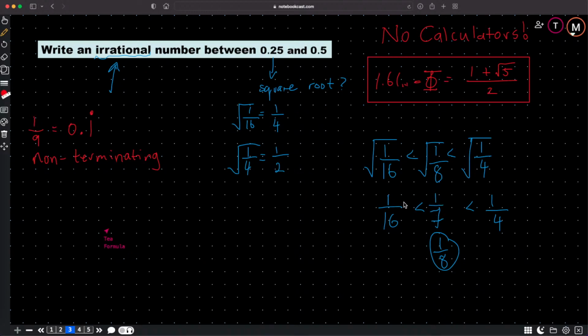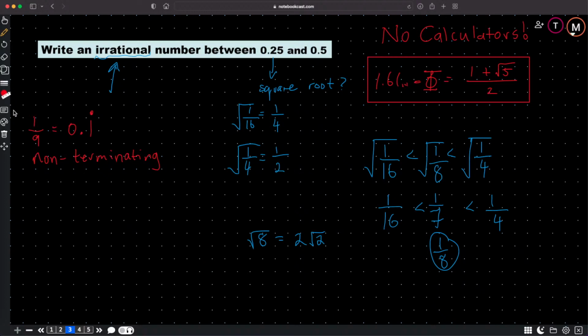I know that fraction must be between a 16th and a quarter, because the numerators are the same and the denominator is between 16 and 4. Okay? And this is going to be irrational because the square root of 8 is irrational. The square root of 8 we talked about on the previous question is 2 root 2, which is irrational. So the square root of 1 over 8 will give you an irrational number between 0.25 and 0.5.